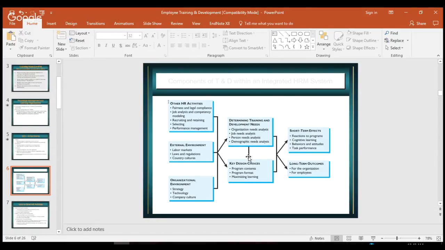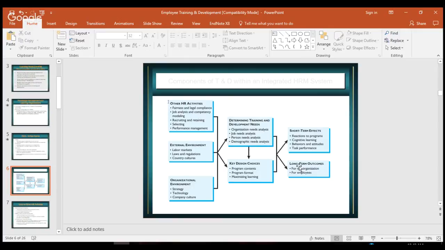From that, we will then move to program contents. What do we need to be teaching, if anything at all, which is highly unlikely. We always have to be investing in training development. What format are we going to be using, and how will we maximize learning? Based on that, we have the short-term effects that we will create. The reaction, this comes from the Kirkpatrick four-level model of evaluation. We have reaction, learning, behavior, and results.